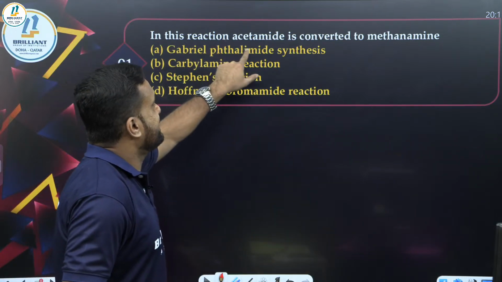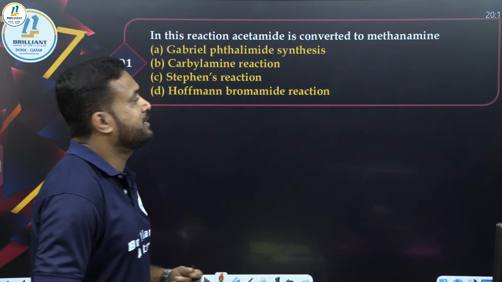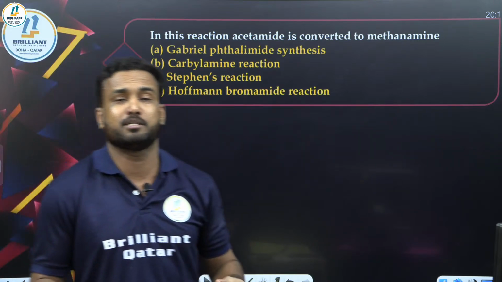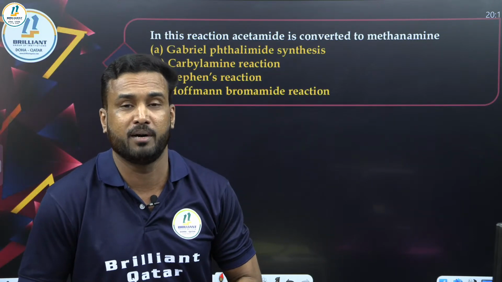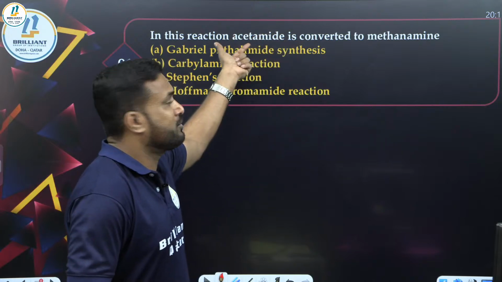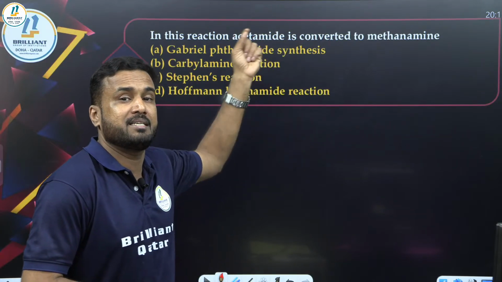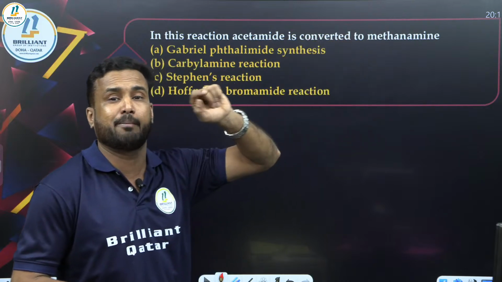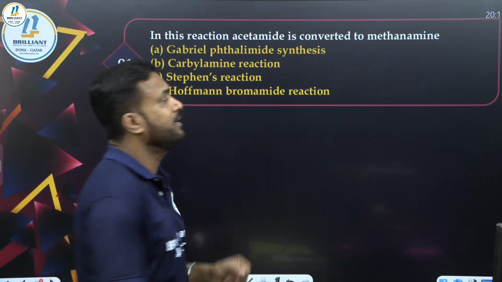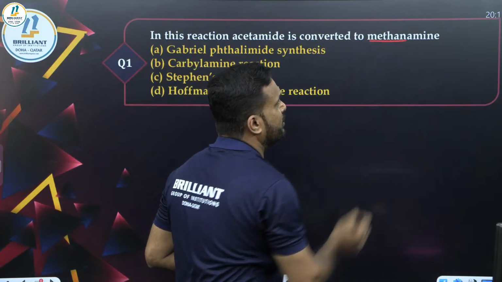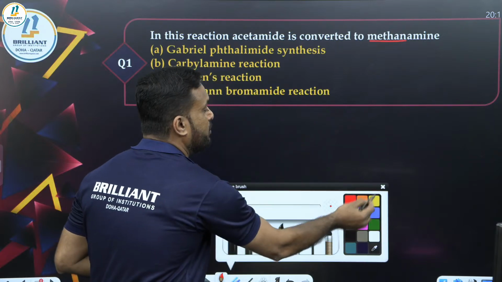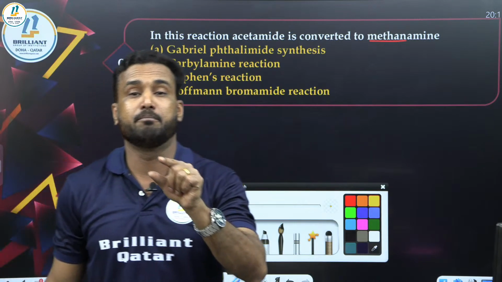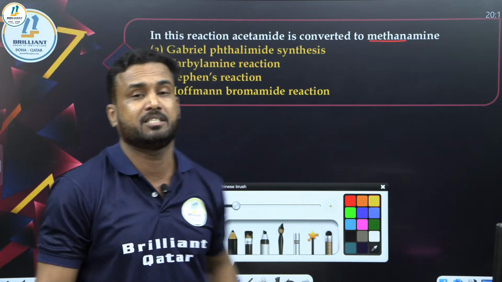See, in this reaction, acetamide is converted to methanamine. We know which one they are asking about. Acetamide means two carbon atoms are there, it's an amide. A two-carbon amide is converted to a one-carbon amine. It's a direct one. We know that this is talking about Hofmann's bromamide reaction, and it's a degradation reaction.